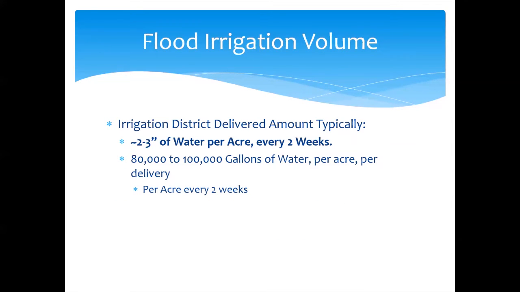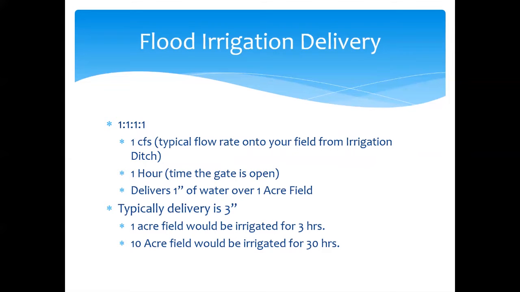So typical delivery for flood irrigation is usually about 3 inches of water. If a 1 acre field is irrigated with 1 CFS for 3 hours, that will be 3 inches of water. Is that flatland, or does it matter? That doesn't matter. That's how it's calculated, and that's how the rotation is based on the hours.